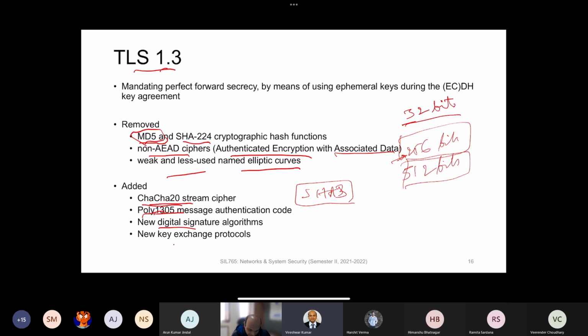Okay, one thing that I also wanted to talk about is forward secrecy, the perfect forward secrecy. This is a term which you will hear in many systems these days, so I wanted to talk about it. But before that, I also want to talk about the ECDH key agreement protocol. We have already talked about the Diffie-Hellman key agreement protocol.